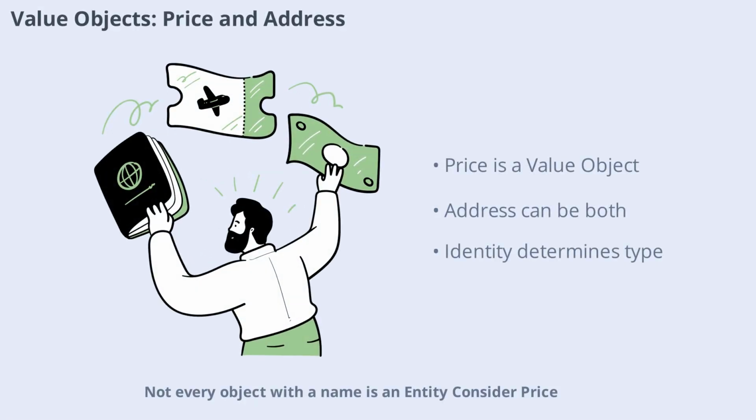Not every object with a name is an entity. Consider price. We usually don't care about the identity of a particular price object. We care about its value. So price is typically modeled as a value object, not an entity. The same goes for address, unless the system allows users to save and manage multiple addresses independently. If address is just a value, it's a value object. If it has its own identity and lifecycle, like address 101 for home and address 102 for office, it may become an entity.